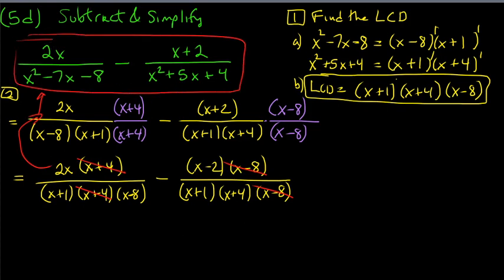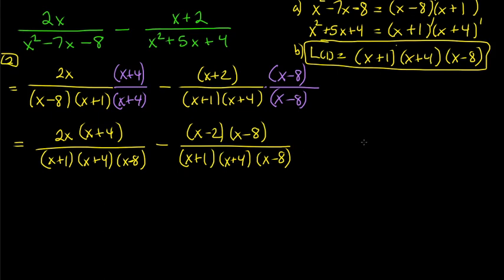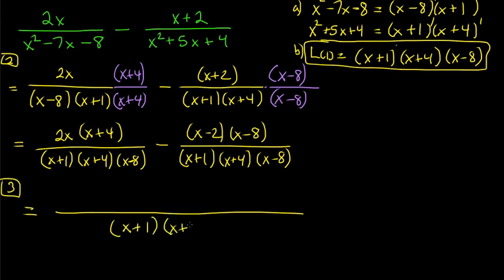And remember, we can't subtract these unless the denominators are equal, right? So if you cancel these common factors now, you're going backwards. So even though these are not in lowest terms, they're not simplified, we need to write it this way, at least temporarily, so that we can now subtract the two fractions. And that's the third step: subtract the two fractions to get one big fraction. Keep the denominator, it's already the same: x plus 1, x plus 4, and x minus 8.